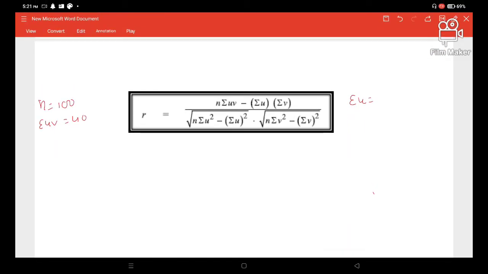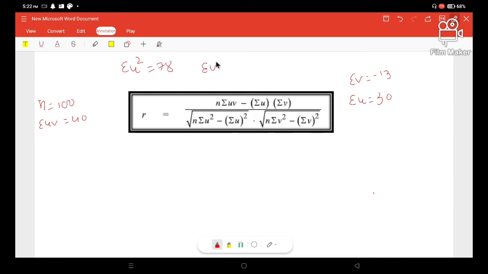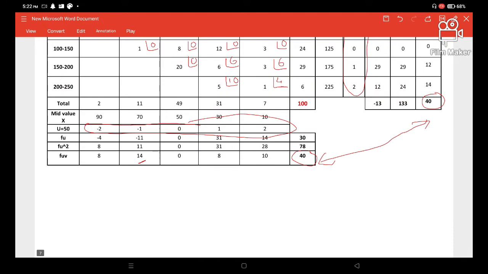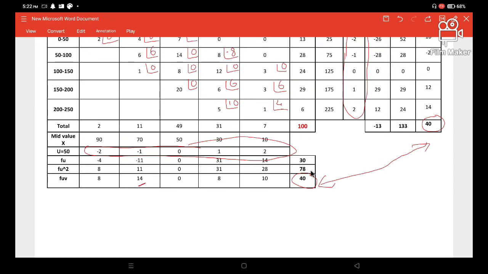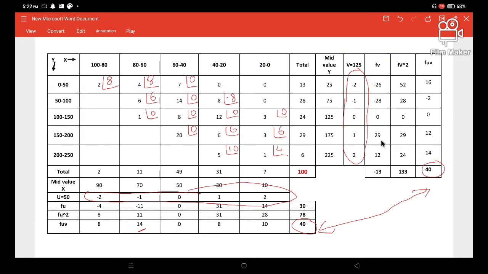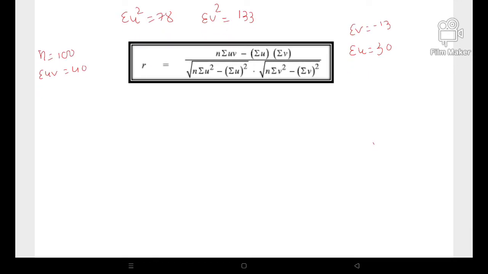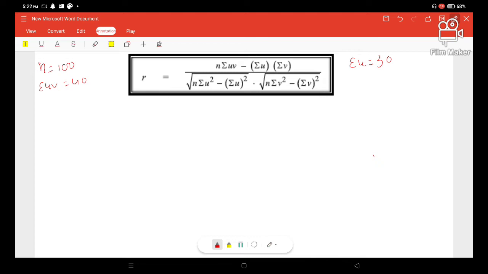So sigma u is 30 and sigma v is minus 13. Sigma u square, which we have calculated, was 78, and sigma v square, which we have calculated as 133. Let's make a tally of this. Sigma u square is 78, which is here, and sigma v square is 133, which is here. So now let's put these figures into the formula and find out the Karl Pearson correlation.